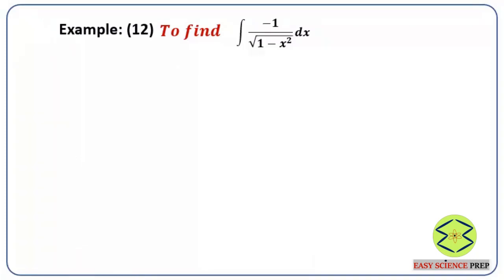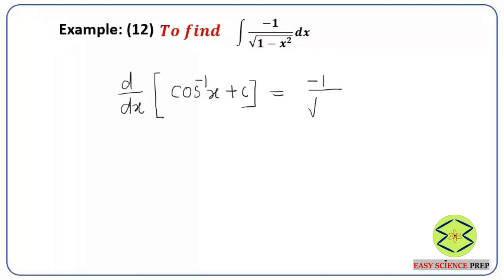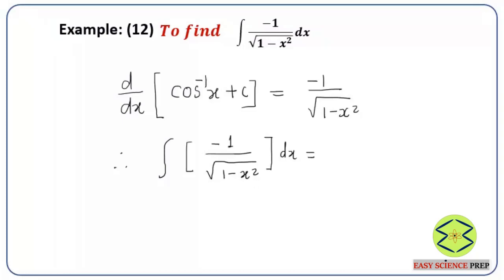Similarly, we can find out the integration of minus 1 upon under root of 1 minus x square. So we know that the derivative of cos inverse of x plus c is nothing but minus 1 over under root of 1 minus x square, because the derivative of a constant is going to be 0. So if I bring the derivative on the other side, that will become integration. So I can write down straight away the integration of minus 1 over under root of 1 minus x square dx equals cos inverse of x plus c.